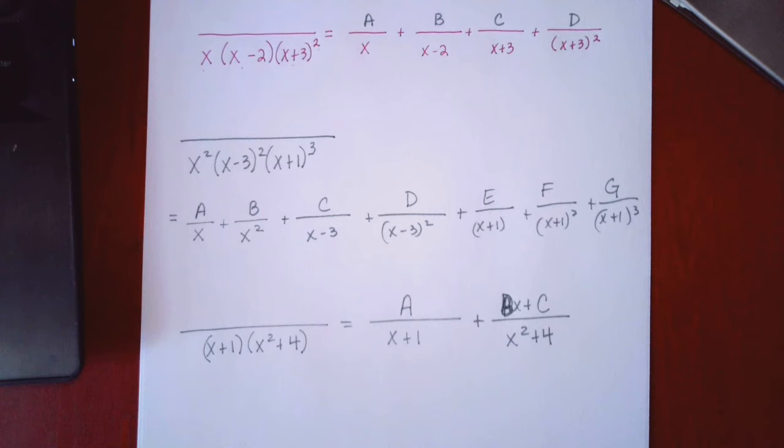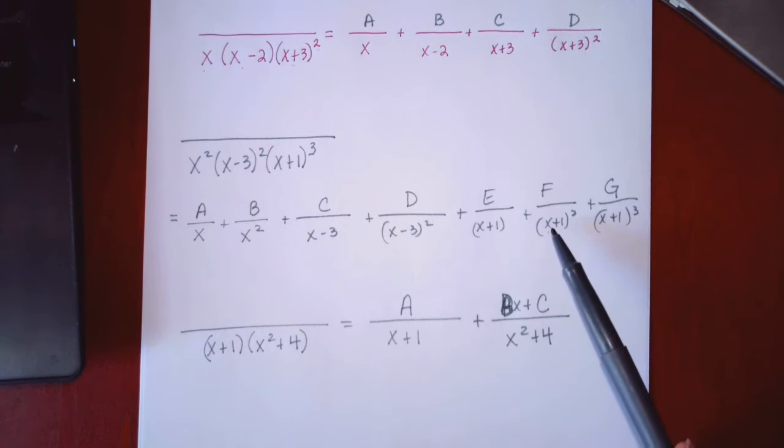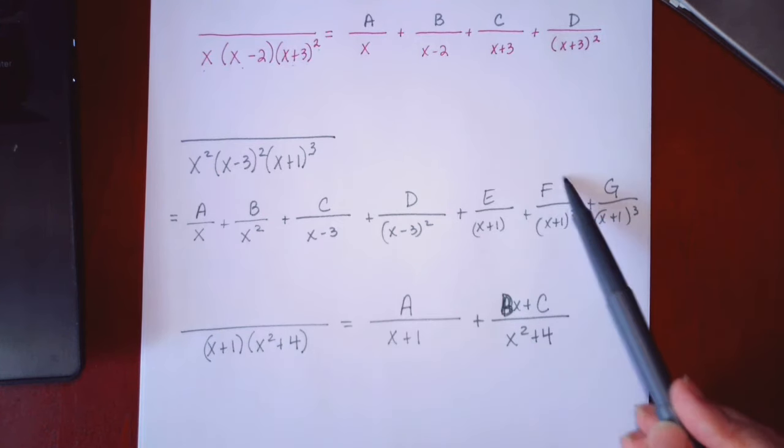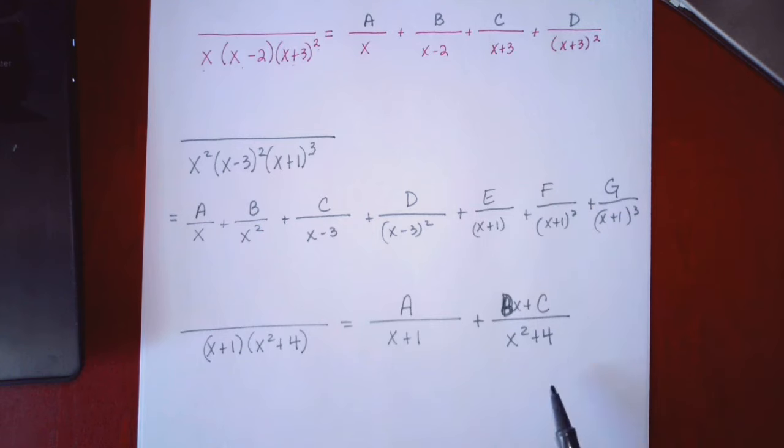Any questions about that part of the process? If you have an irreducible quadratic factor, then the numerator is linear, yes. But not here. This was a linear factor raised to a power. If it's a linear factor raised to a power, you can still leave the numerator as just a constant. It's only for the irreducible quadratic factors that we need a linear numerator.